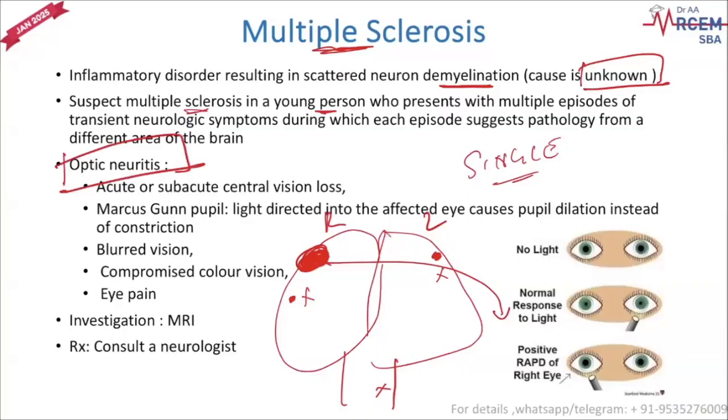Most of the time, they present with the first symptom of optic neuritis. Okay, optic neuritis, basically inflammation of the optic nerve, which we have already learned. We will be having a Marcus Gunn pupil, which is nothing but RAPD, relative afferent pupillary defect, present there. Blurring of vision, compromised color vision will be there. There will be no vivid red color appreciation. And eye pain will be there because there is some amount of inflammation. An MRI scan is required. You just refer to the neurologist. Nothing much can be done in the emergency department. That's what you need to remember.